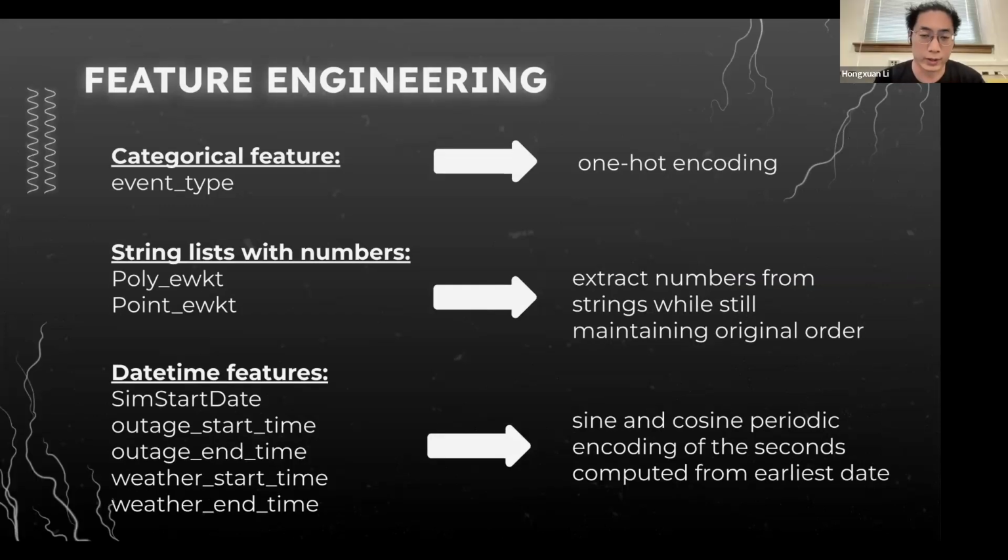For the feature engineering part, we examined all the features and found some non-numerical features. For the categorical feature, event type, we conducted one-hot encoding. Besides, there are some features comprised of string lists. We decoded the numbers in the string list as individual extra features. And for the datetime features, we conducted sine and cosine periodic encoding of the date seconds computed from the earliest date in that datetime feature column.